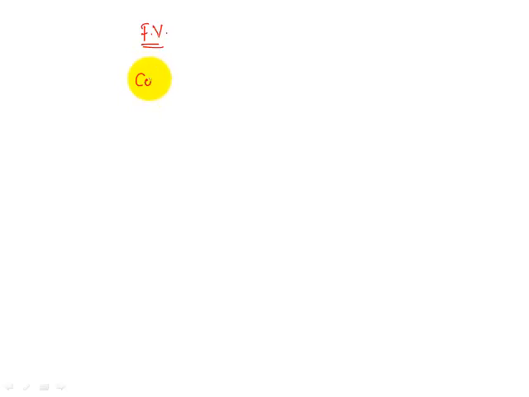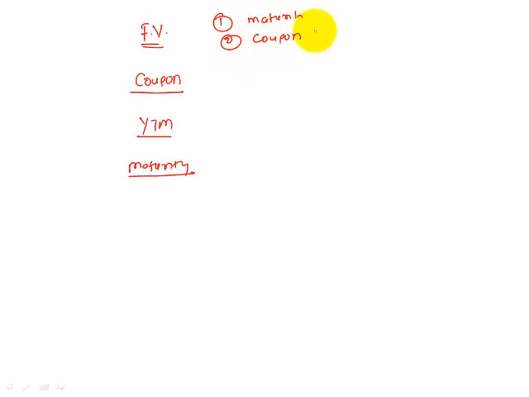Face value of a bond, coupon rate of a bond, YTM, and maturity. The face value of a bond is used for two purposes. Number one, this is the amount that is given back on maturity. And number two, this is the amount on which coupon is paid.